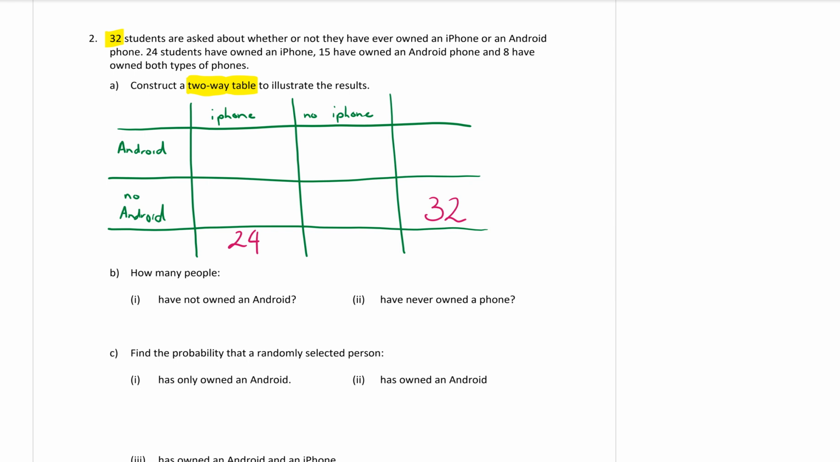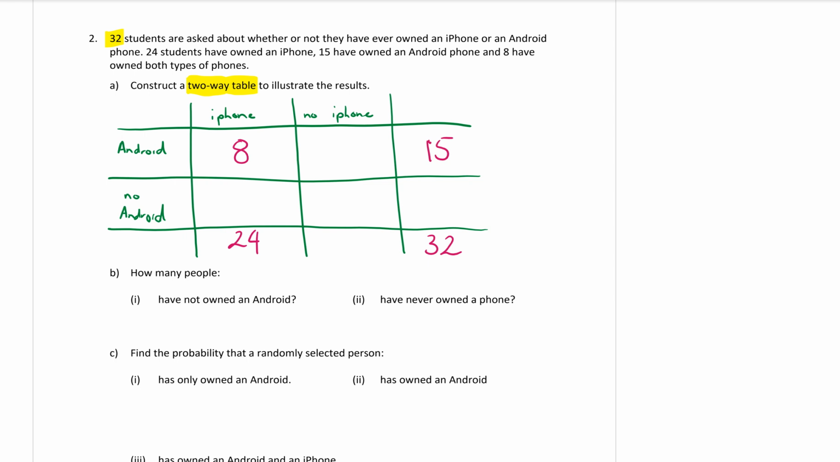15 have owned an Android phone. So Android phone, there was 15 who owned that. My 32 was the total, sorry, that needs to be down here. And 8 have had both types of phone. So iPhone and an Android phone, there should be an 8 that goes in there. Now that still leaves quite a few gaps in my table.